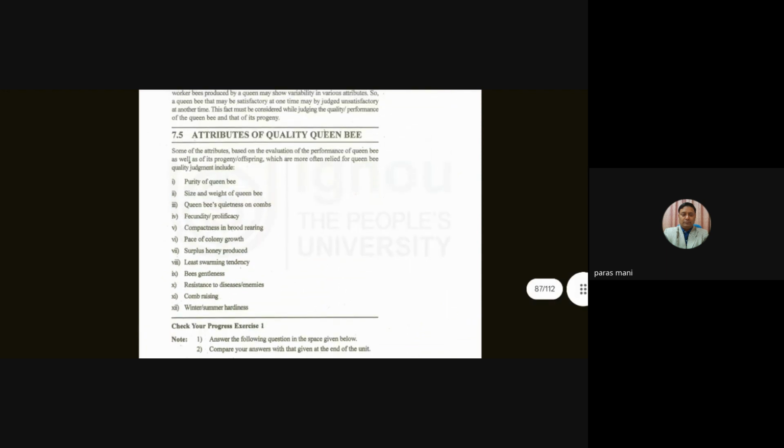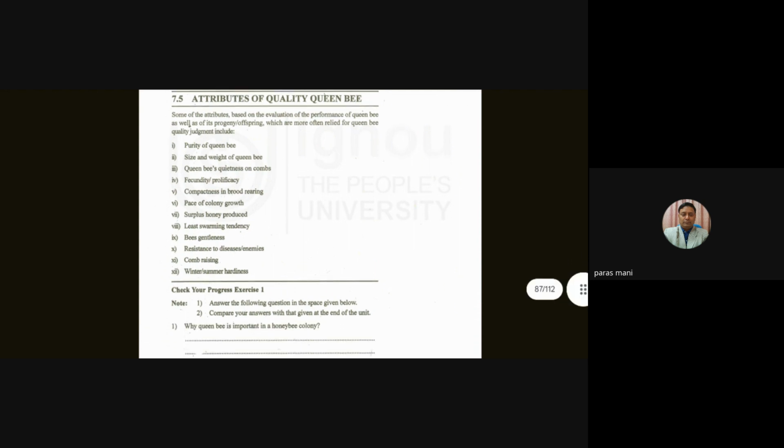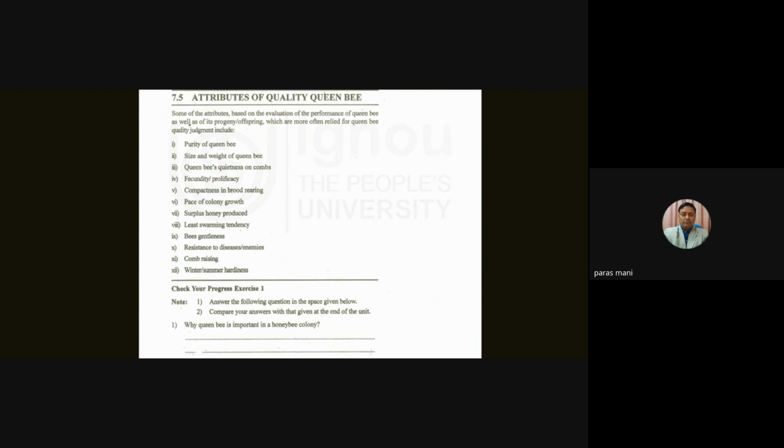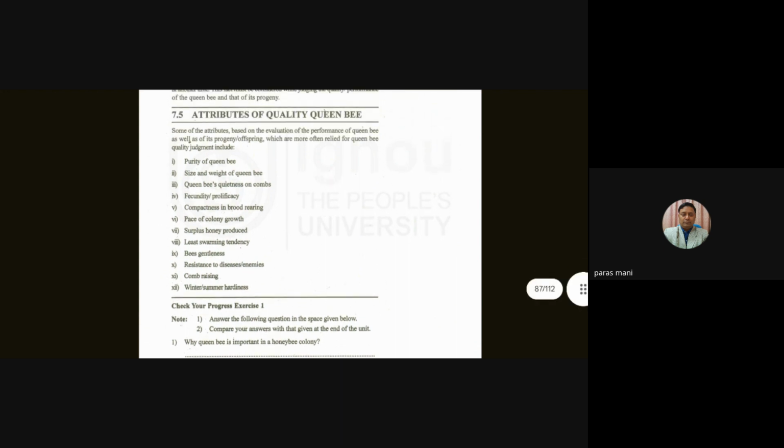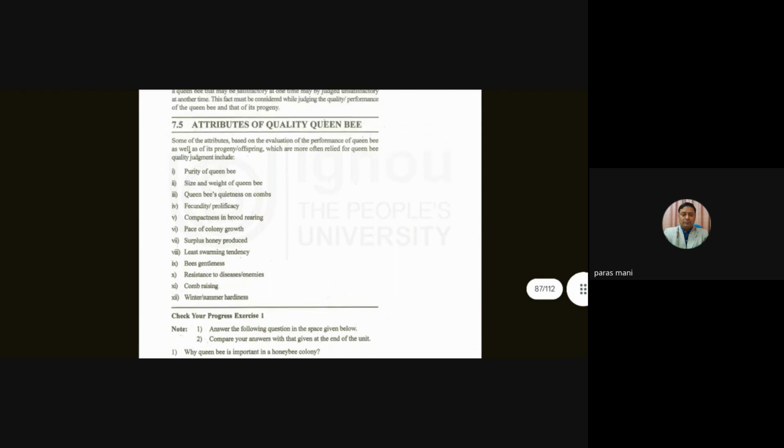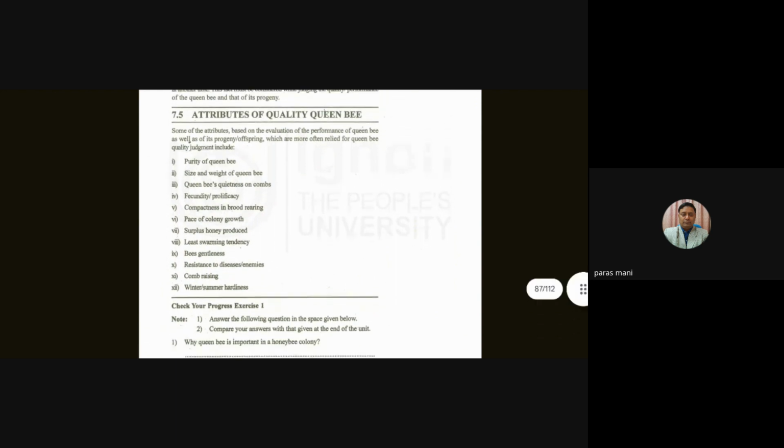We have discussed all the things above. They have listed here 12 characters which are important for quality judgment of the queen. So you should remember these 12 points from the examination point of view. If you remember these 12 points, you can write it very easily. Whatever question is asked about queen bee qualities, you can write.